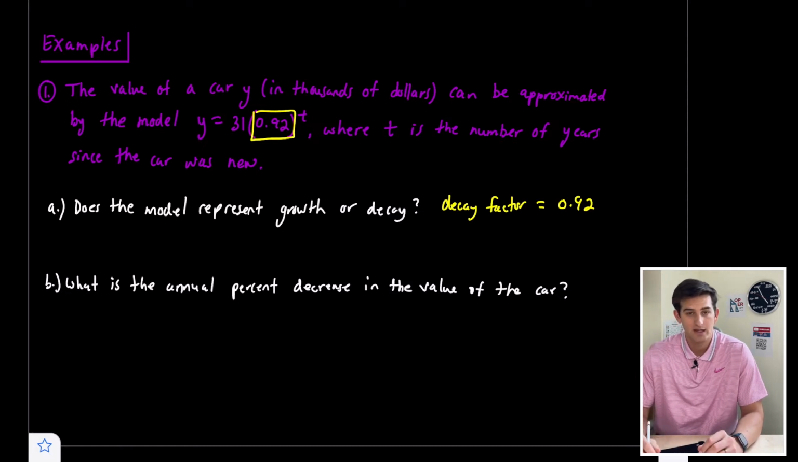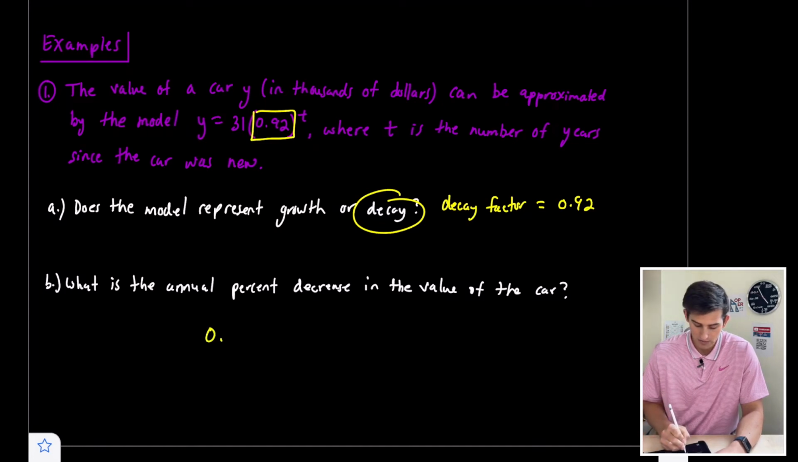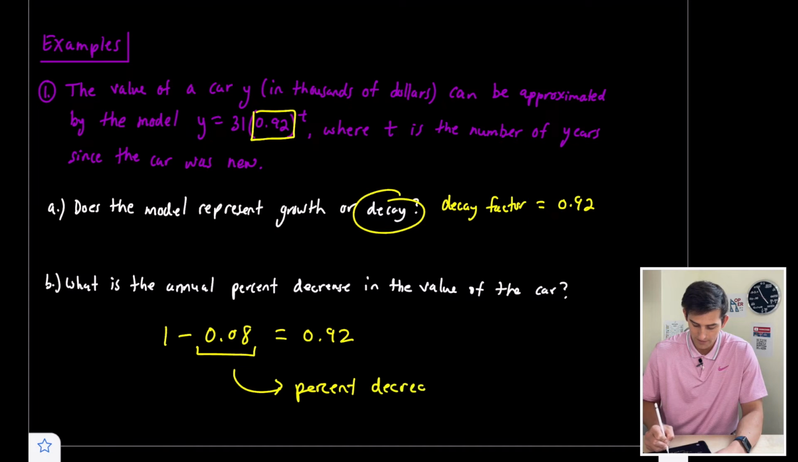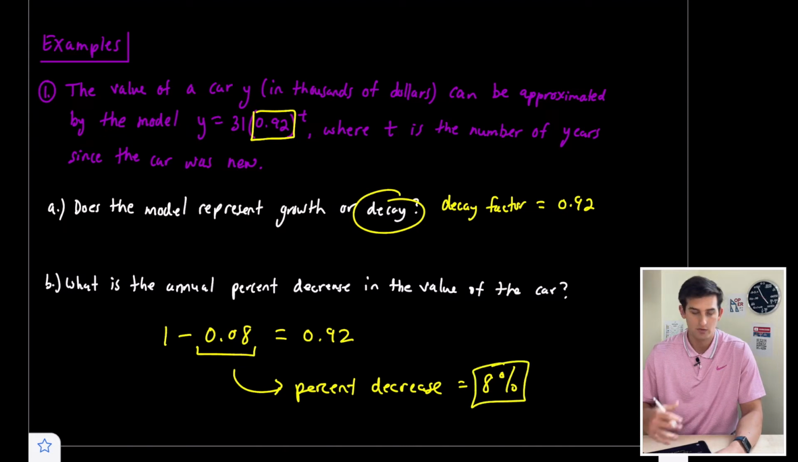That leads us into part B. When we subtract something from 1, what do we subtract from 1 to get 0.92? Well, you would subtract 0.08, right? Because 1 minus that would be 0.92. So this decimal right here would be our percent decrease. Right now it's written as a decimal, so as a percentage that would be 8%.